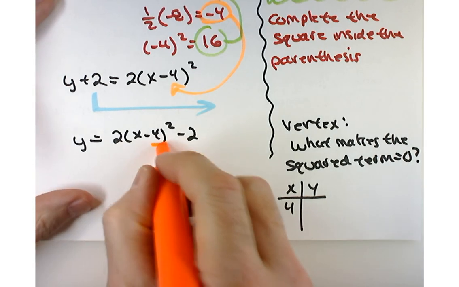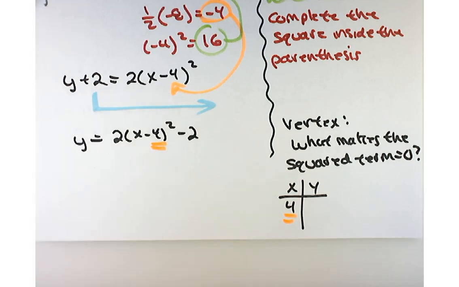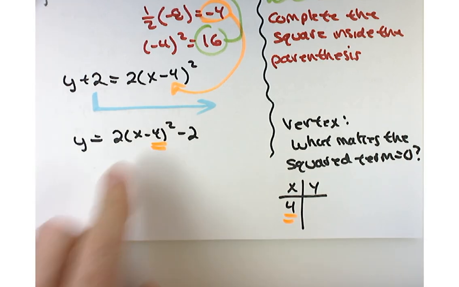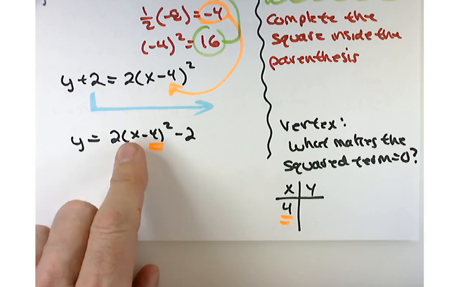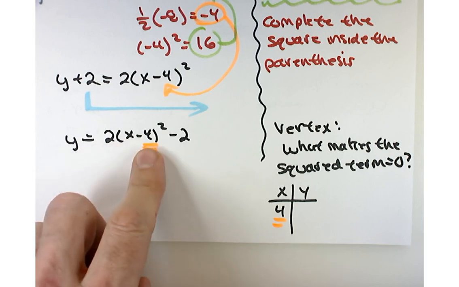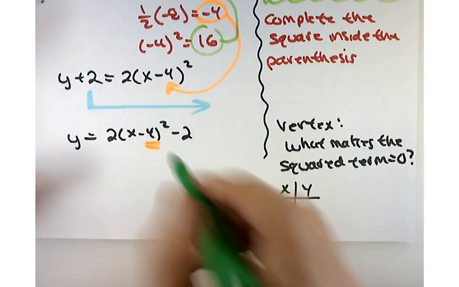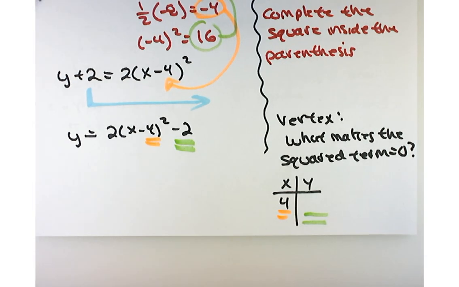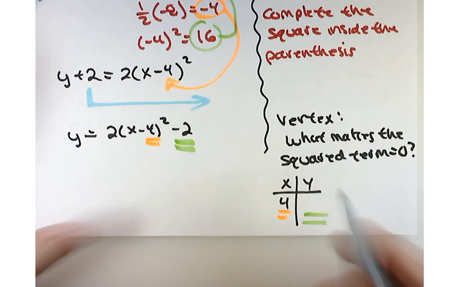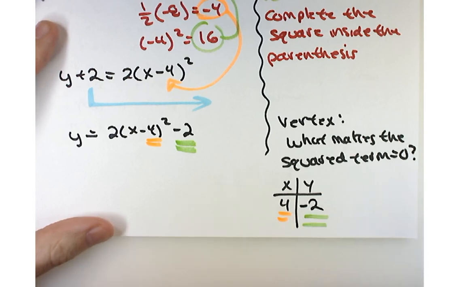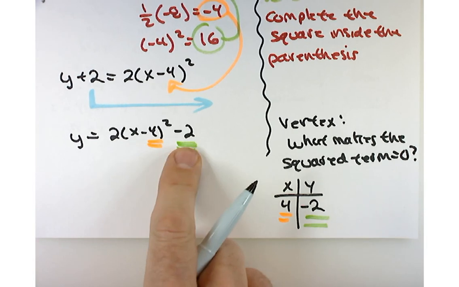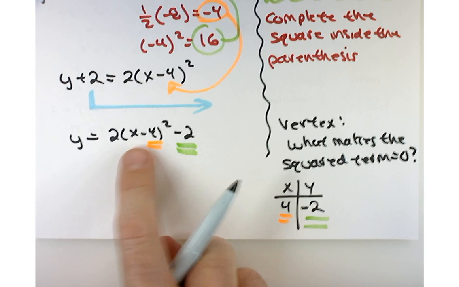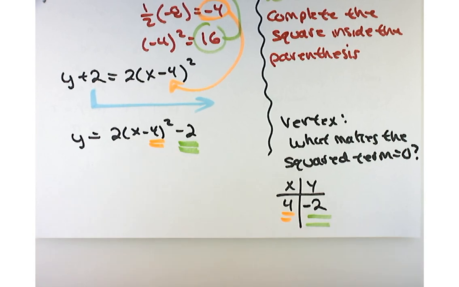Yeah. So the 4 goes in there, and when I do 4 minus 4, I get 0. 0 squared is still 0, times 2 is still 0. 0 minus 2, well, hey, that minus 2, that's the y-coordinate of my vertex. So when you've got it in this form, you can literally read off the vertex. It's going to be that number and this number. Here, you got to kind of change the sign on that term. But more or less, you can read it straight off.